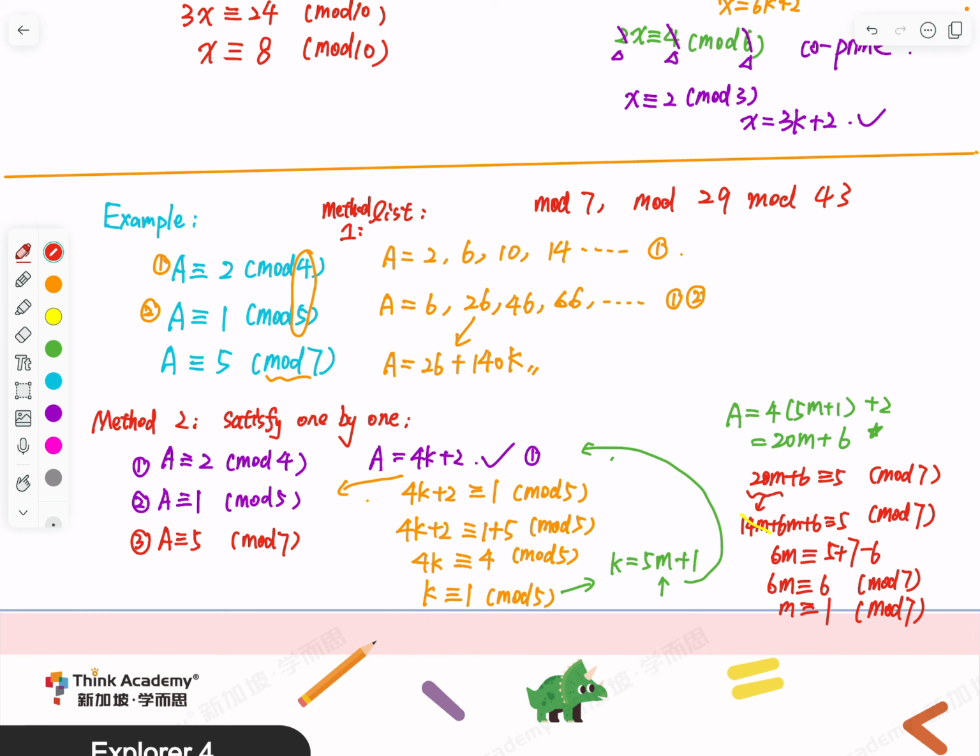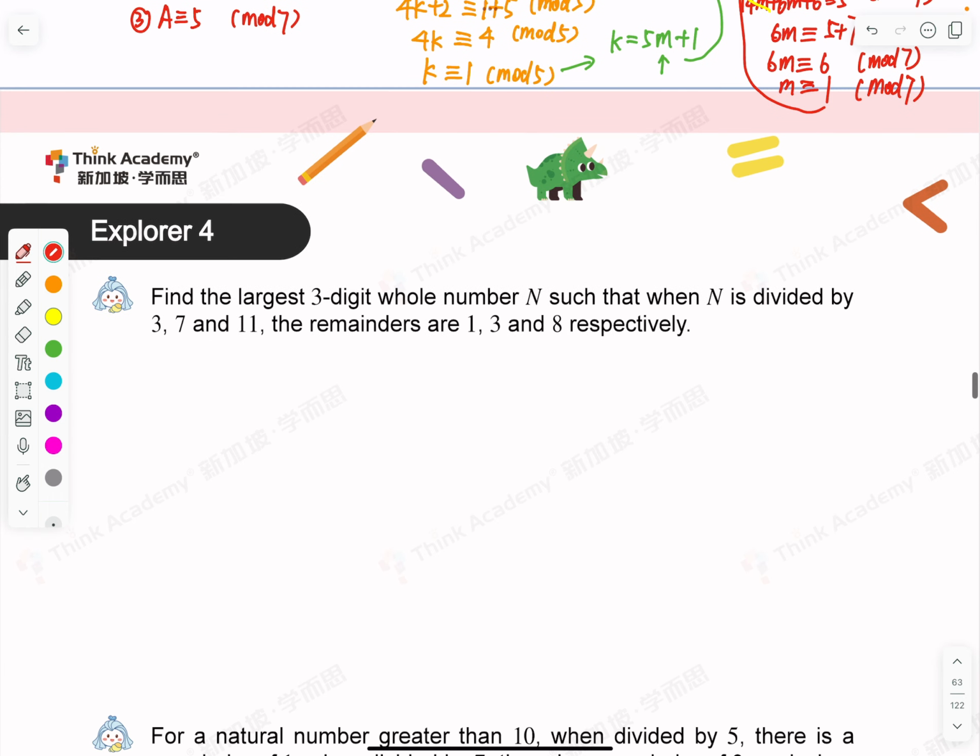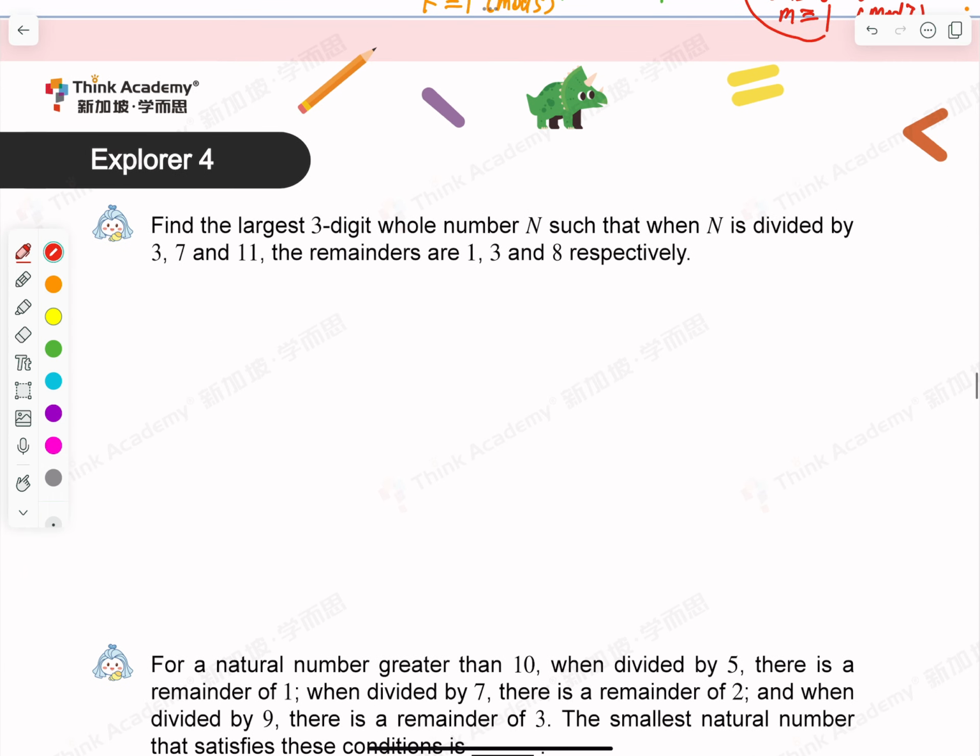So we can find the smallest m equals 1. Then substituting here, we find a's minimum number is 20 times 1 plus 6 equals 26. Then the general term is 26 plus 140k, with the LCM. These are two methods, and sometimes we should use the general method too, because it can solve all this kind of question. Okay, so now let's look at our example 4. Can we just use the congruent equation to solve that? Yes.